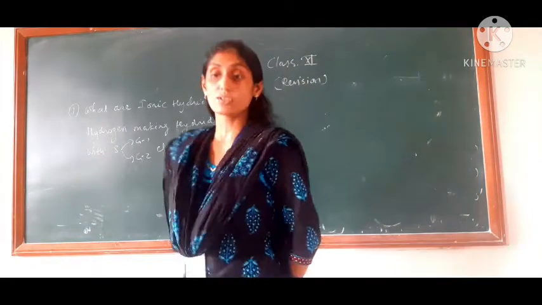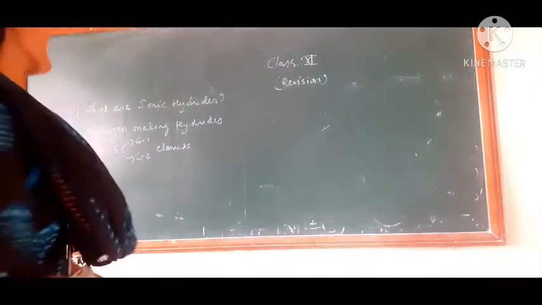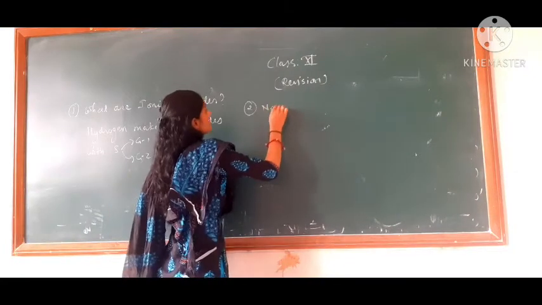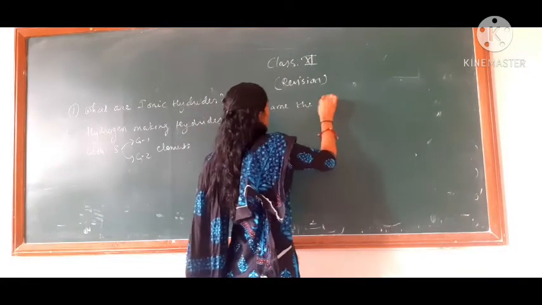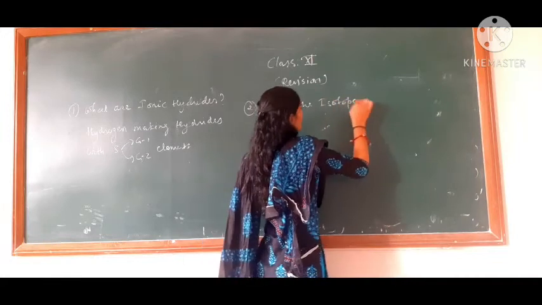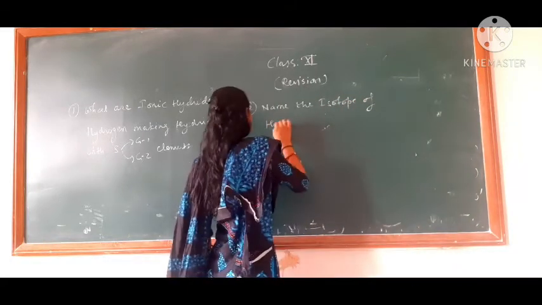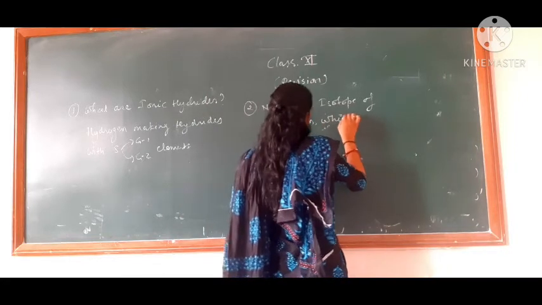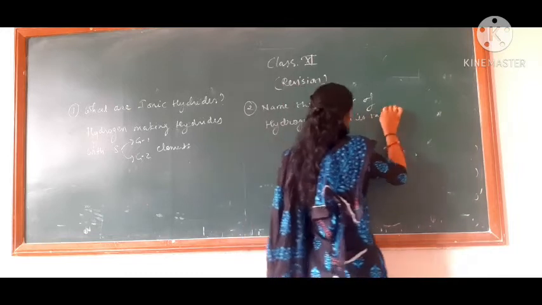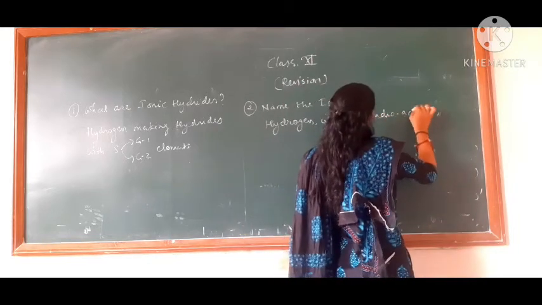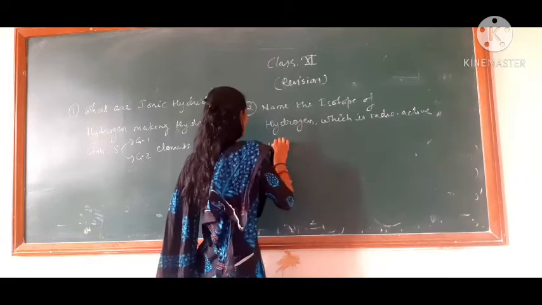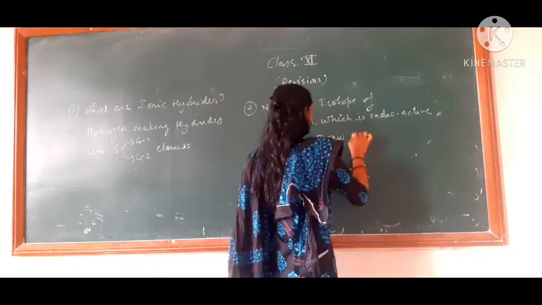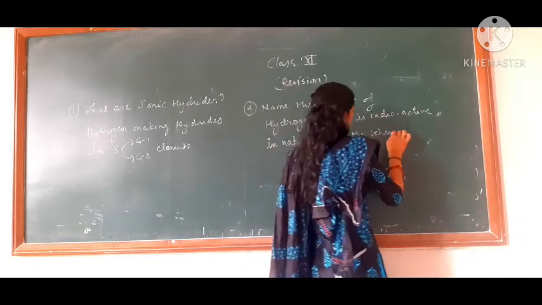Now the next question: name the isotope of hydrogen which is radioactive in nature. Draw the schematic diagram.